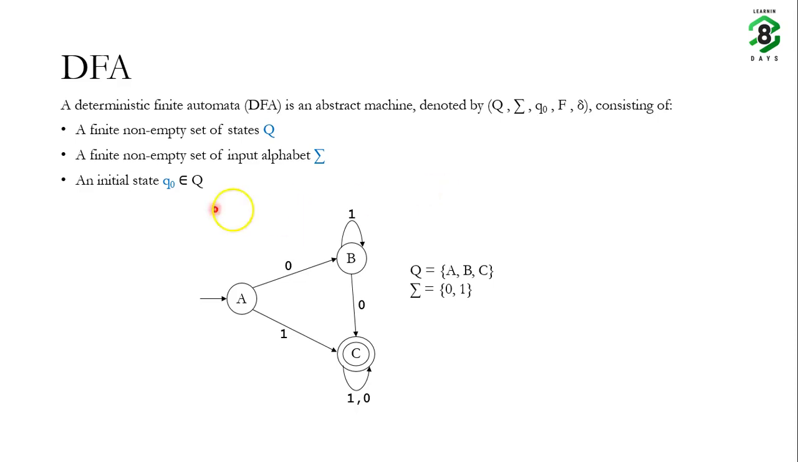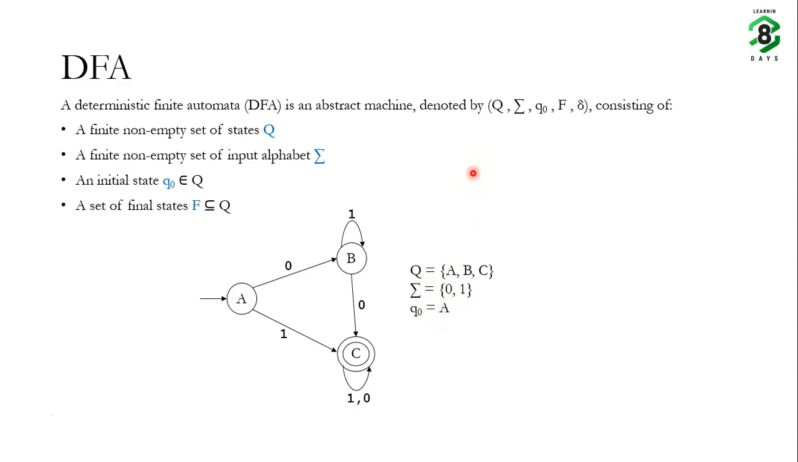Then we have an initial state, we call it q0. Now state A is the initial state. This is represented by an incoming arrow without any input alphabet over it. So in this machine, the initial state q0 is A.